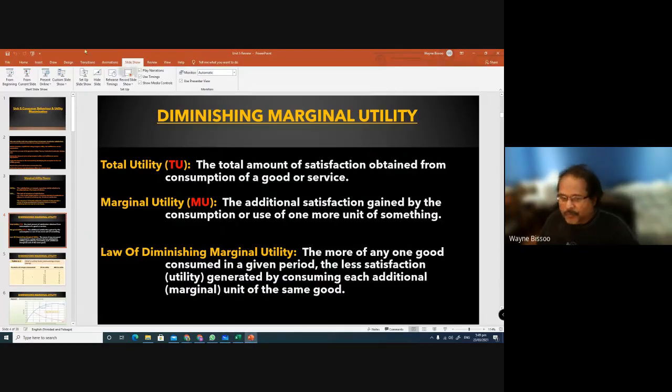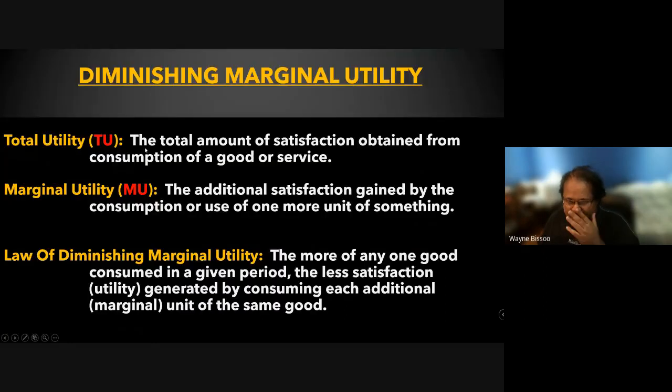Okay, so total utility would be the absolute amount in total of how much. We'll see an example of this, but total utility just adds up all of the utility that I've experienced as I consume a number of a particular good. So, like I said, if I had 5 doubles, how much utility total would I have gotten?